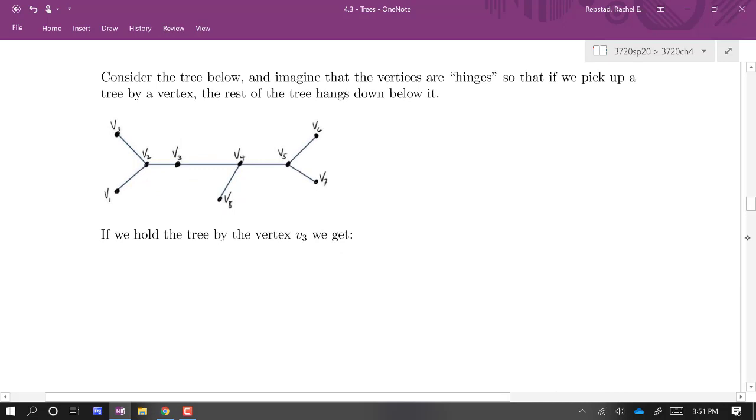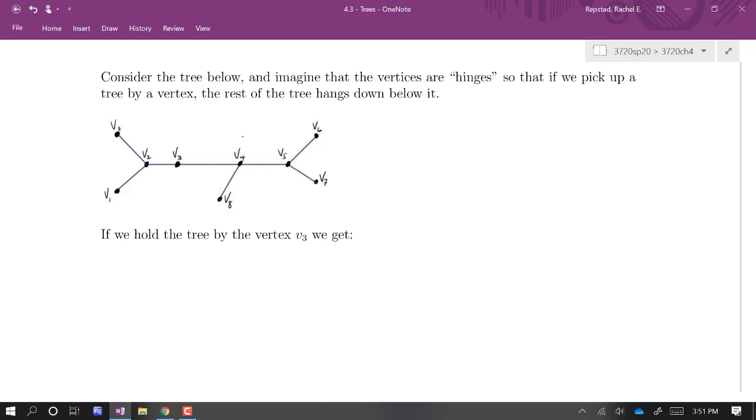So now we're going to do a little bit of visualization and kind of redrawing some graphs. These happen to be trees. They're connected, right? This graph is a tree. It's connected. There are definitely no cycles. Now imagine that these vertices are hinges. So imagine picking it up by one vertex, then the rest of the tree would kind of hang down below it.